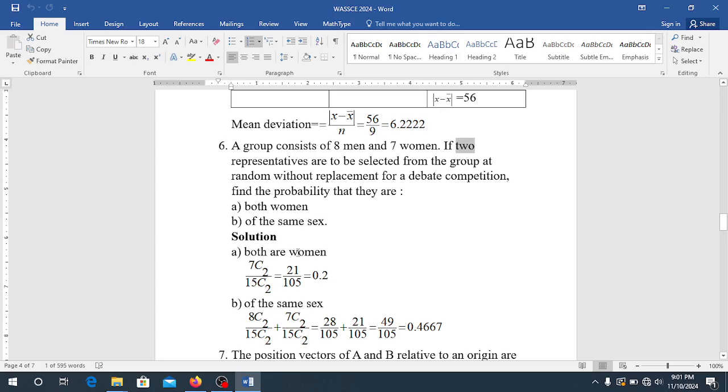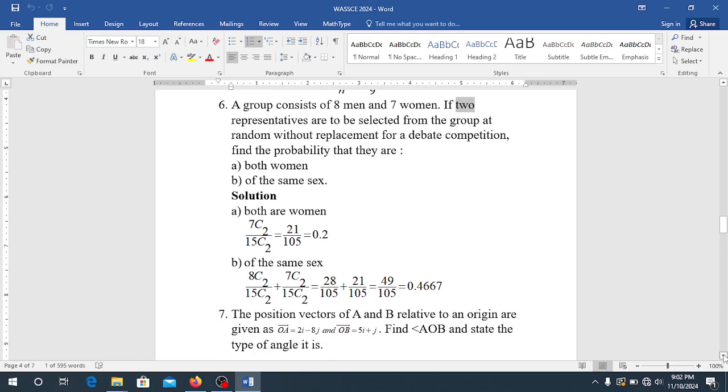So if they are both women, the number of women is 7, 7 combination 2, all over 8 plus 7 is 15, 15 combination 2. The top simplifies to 21, the bottom simplifies to 105. You can use the calculator to do this, so that is why I'm not going through the process with you. And finally, simplified, 0.2.